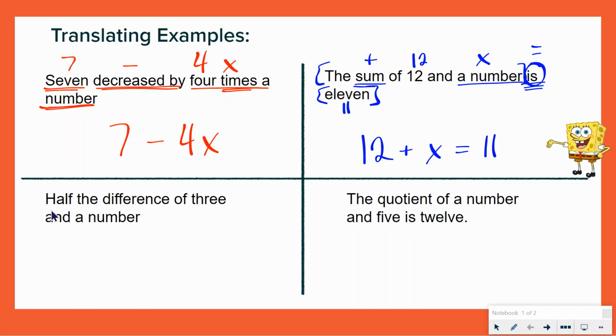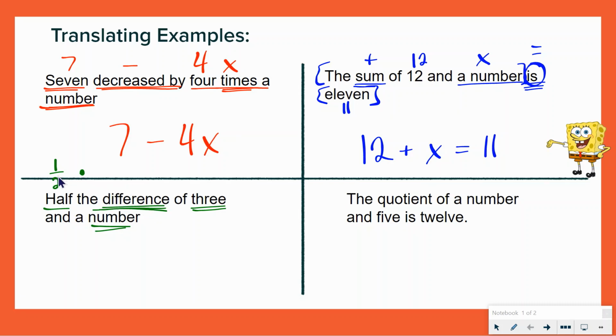All right, the third one says half the difference of 3 and a number. So half the difference, that's really important. It's saying it's half the difference, not just half of a number. It's not half of 3, it's not half of a number, but it's half the difference. So when I say half of something, actually sometimes you might even see the word of in here. Half of something means I would do 1/2 times that something. You don't actually need the word of in there. Half the difference is saying half times this difference, and difference is really a subtraction problem.